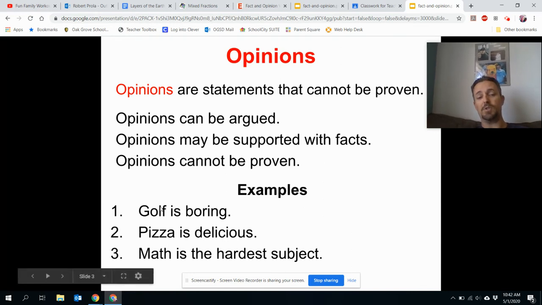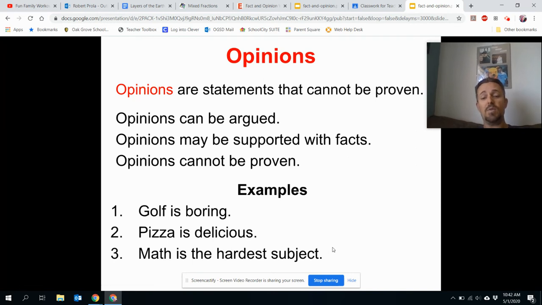So here's some examples. Golf is boring. Many people like it. Pizza is delicious. Many people don't like it. Math is the hardest subject. Many people disagree, right? So those are opinions.